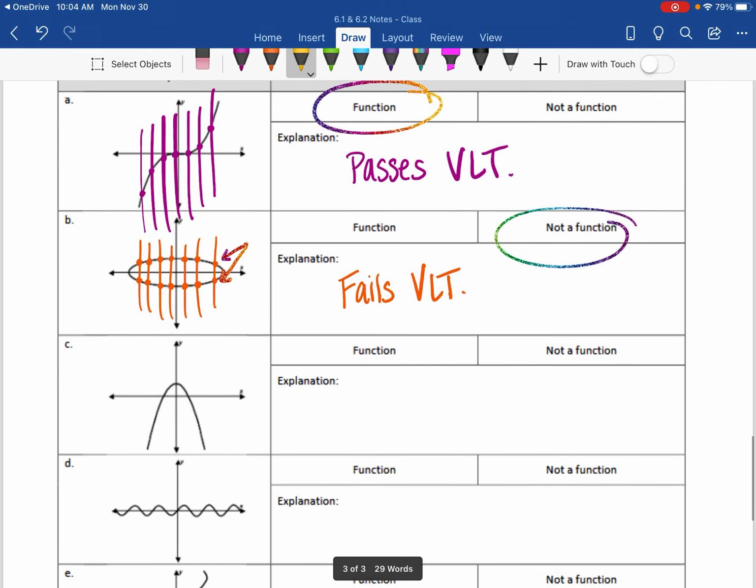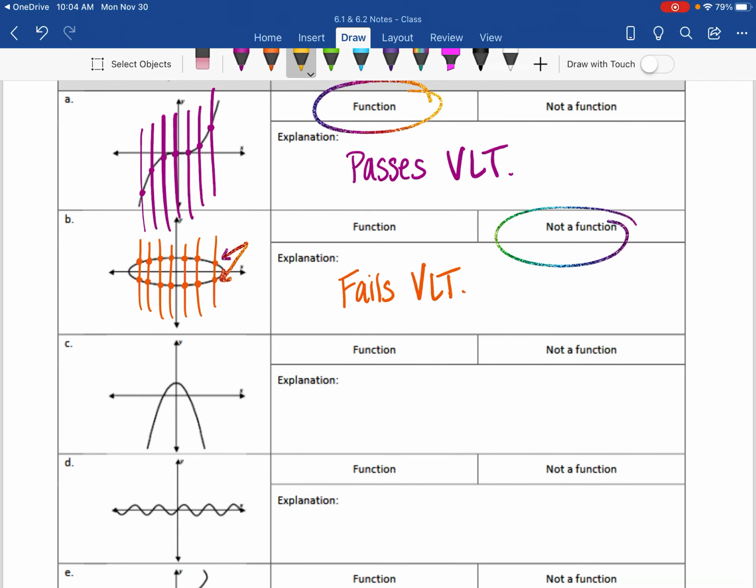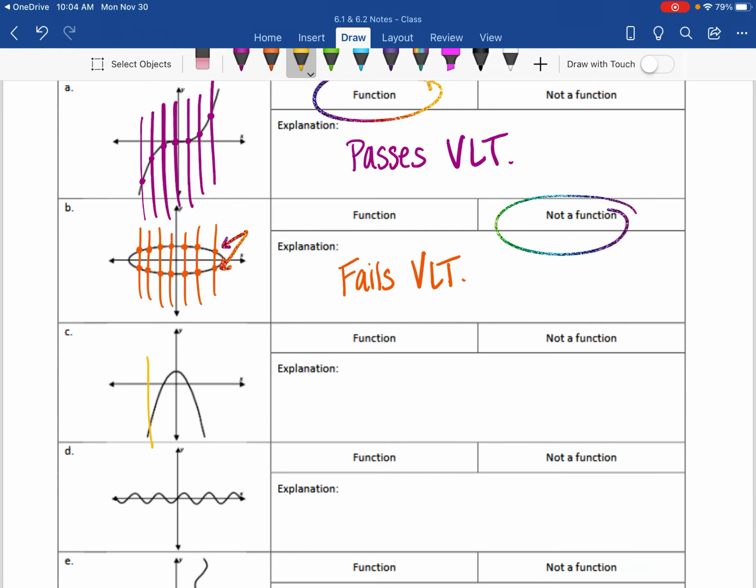Let's take a look at C. Now remember, we are only looking vertically. So we're looking up and down, not side to side. Okay, so I'm only looking at vertical lines and I'm seeing if any of them touch my graph in more than one spot. They do not, so it passes the vertical line test, which means that it is a function.